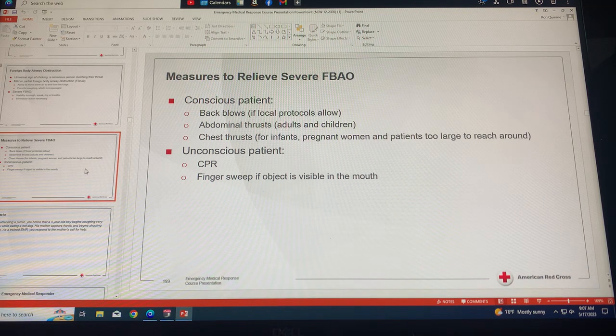Now we're going to deal with unconscious patients. If a patient who is choking becomes unconscious, carefully lower the patient to a firm, flat surface while protecting their head. Send someone to get an AED and summon additional resources if appropriate, if you have not already done so. Immediately begin CPR, starting with chest compressions, okay? And as you open the airway to give ventilations, look in the patient's mouth for any visible objects. This is where the finger sweep is used, if an object is visible in the mouth.